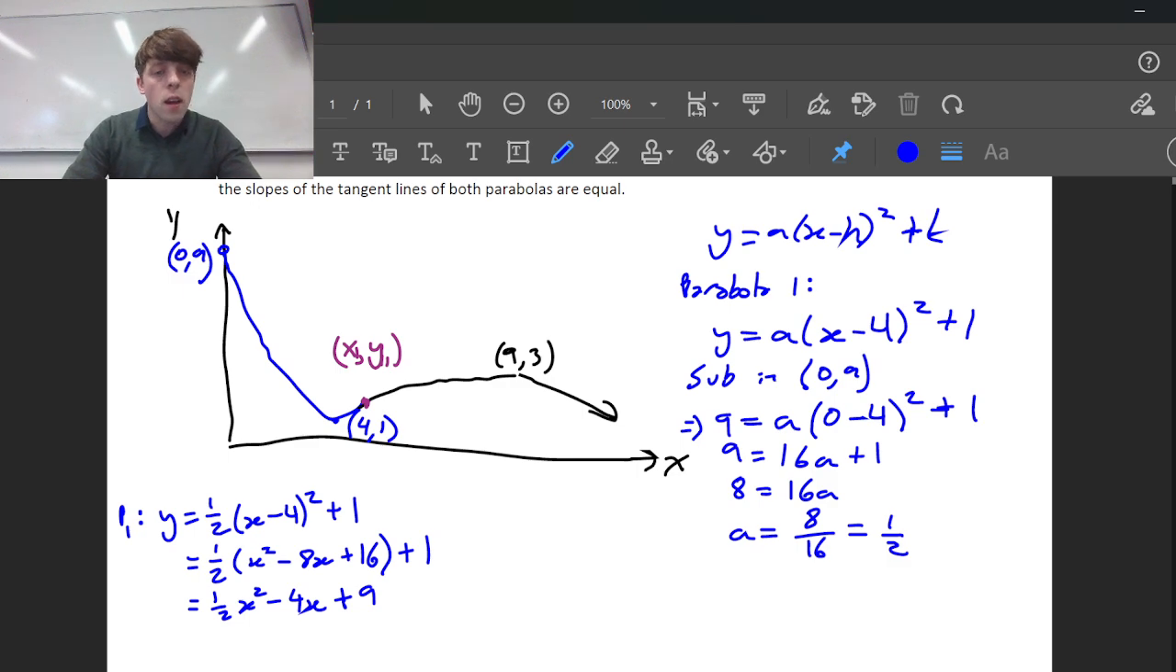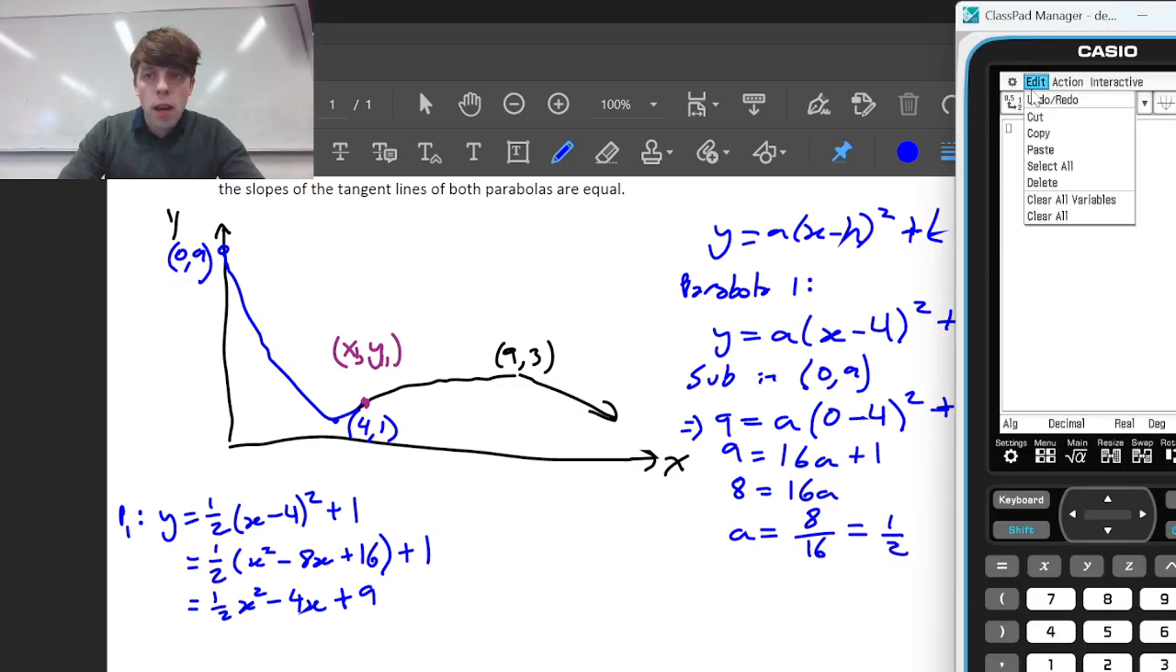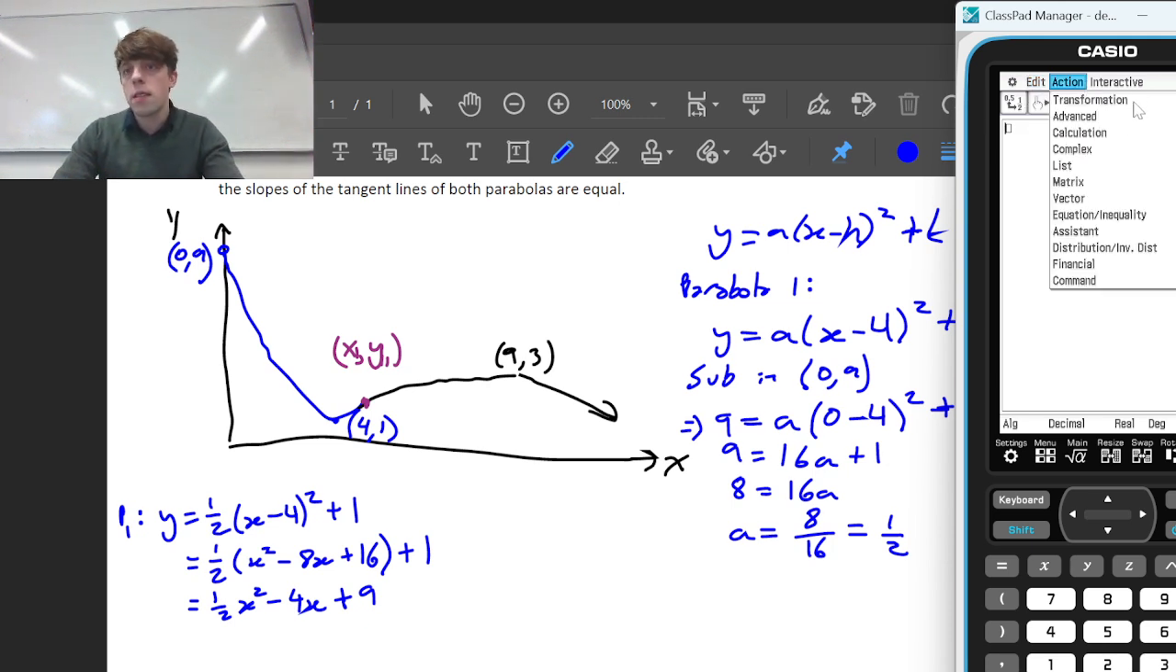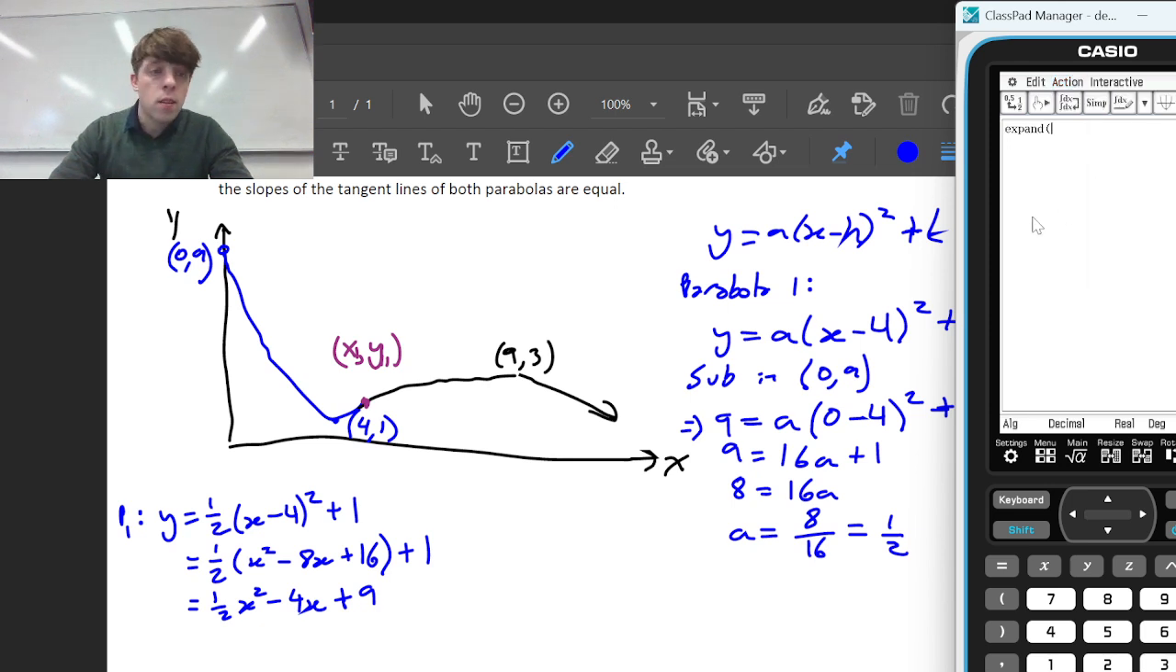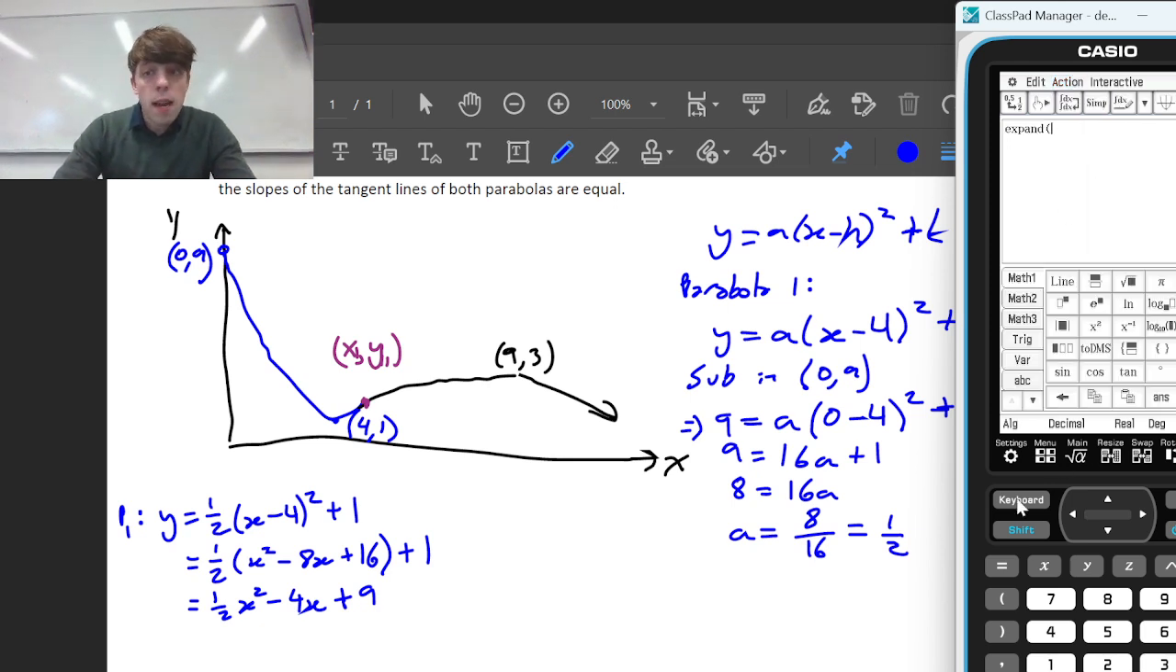And if you're not confident with that, you just really don't know how to expand brackets and you're not confident that you're going to get it right, don't worry. This is a tech active assessment, so you're allowed to use your CAS. What you can do is go action, transformation, and then expand. And then we could just type this in as is. We could just go 1 over 2 times x minus 4 squared plus 1. Boom, there we go. Nice and simplified for us. That's a half x squared minus 4x plus 9. Checks out. All right, fantastic.